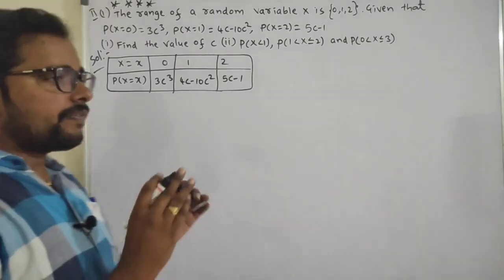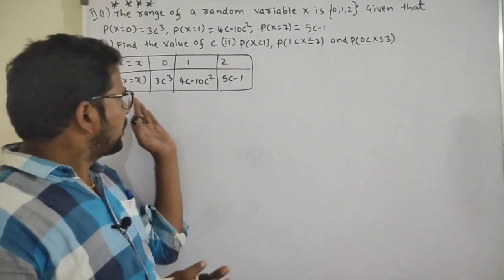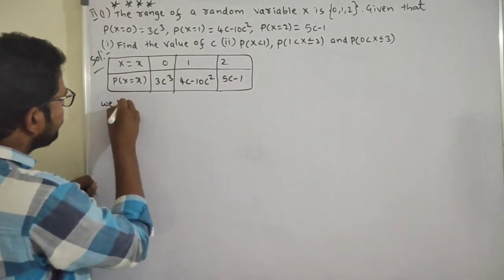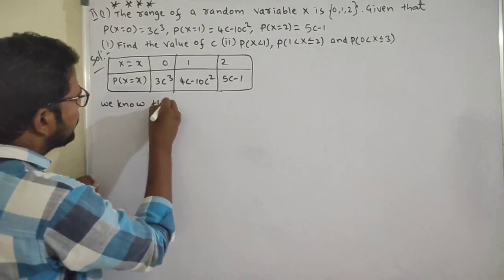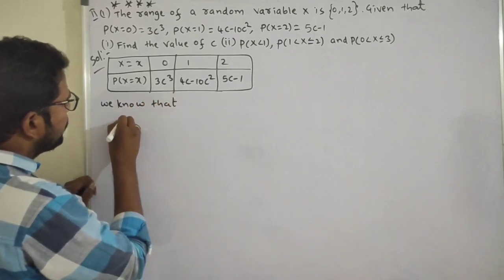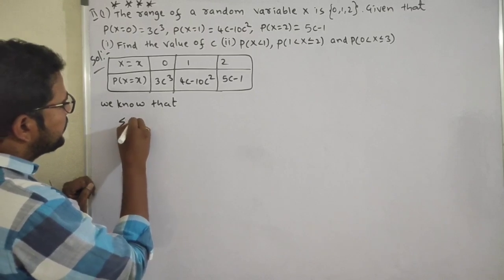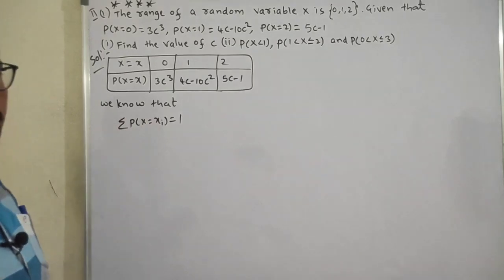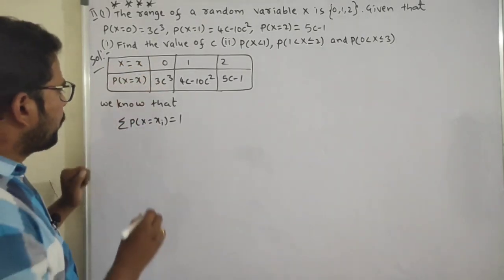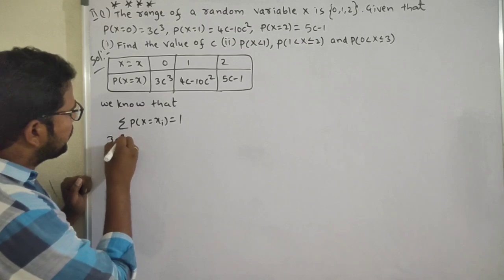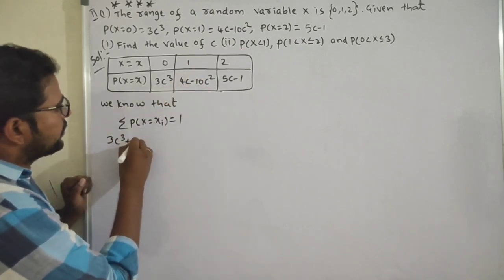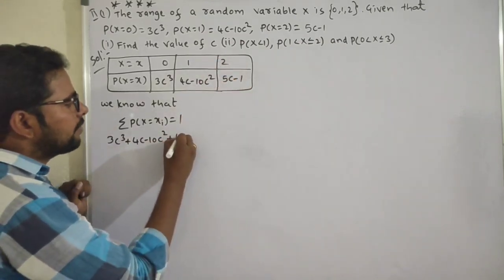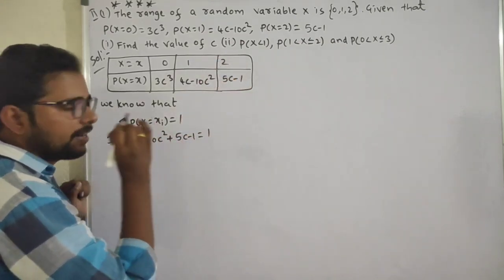Now we have to find the value of c. We know that the sum of the probabilities of all outcomes is equal to 1. Total probability is equal to 1. So sigma P of x equals xi is equal to 1. What is the probability of 0? 3c power 3, plus the probability of 1, which is 4c minus 10c square, plus the probability of 2, which is 5c minus 1, is equal to 1.